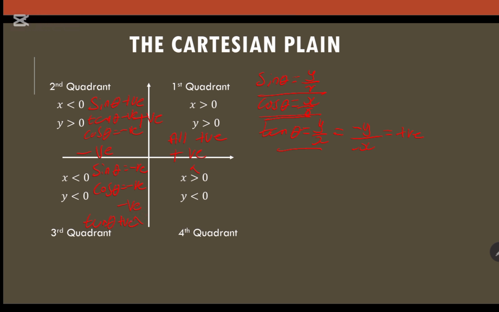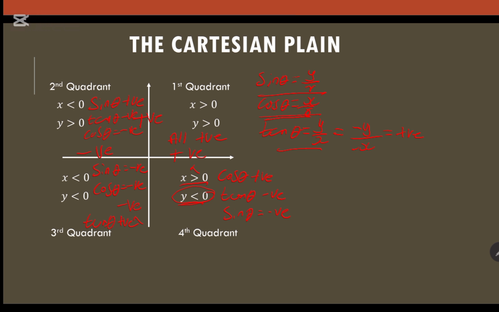So the tangent is positive in this quadrant. Now let us look at quadrant number 4. In quadrant number 4, x is positive, but y is negative. The trigonometric ratios that take y are the tangent and the sine. Therefore, they will be negative in this quadrant. Only cos theta will be positive. Tan theta is negative, and sine theta is negative.